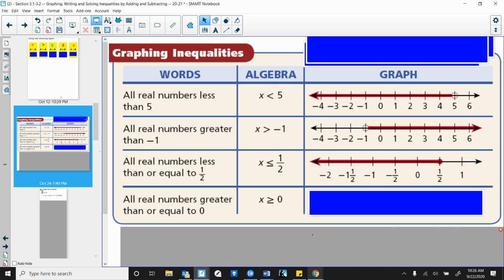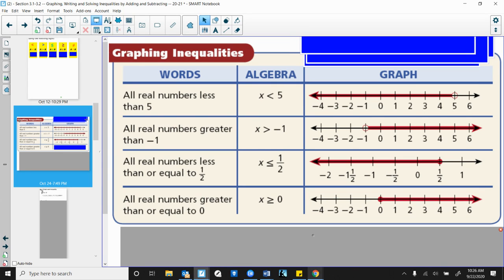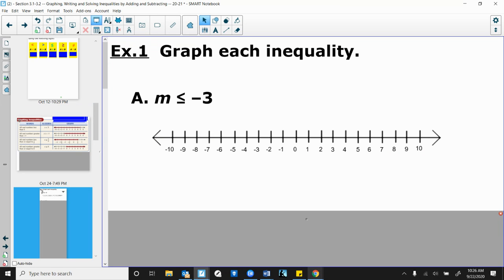And then this one here is x is greater than or equal to 0. So you notice that I've filled in my dot at 0, and I'm pointing to all the numbers that are greater than 0. Okay, so let's do one on our own. You should have the same graph right there. You should have everything that we need.